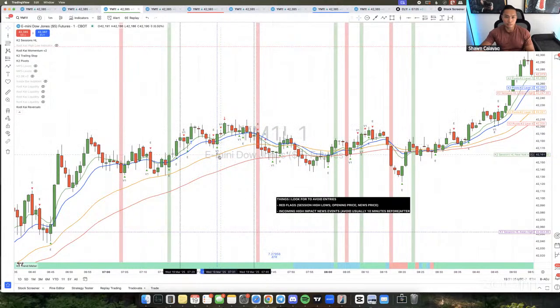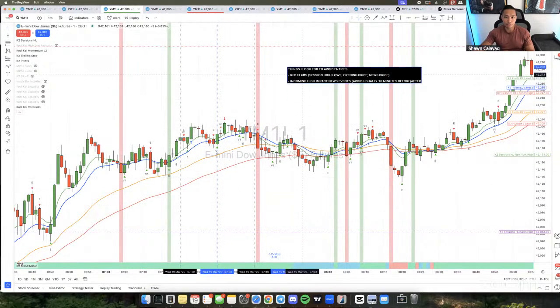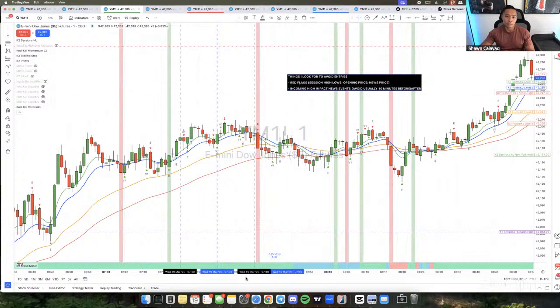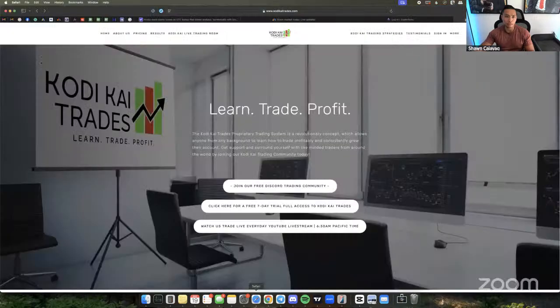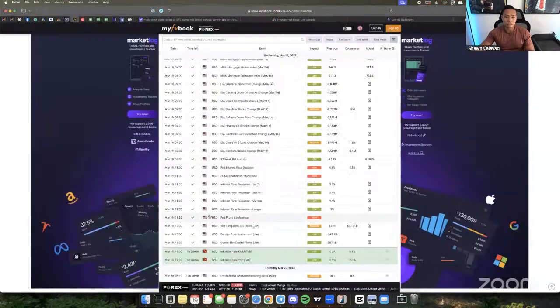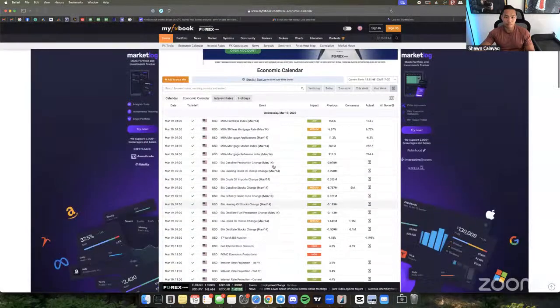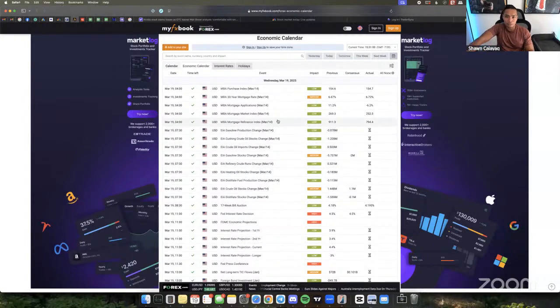Because this was a low impact news event, I didn't care about it as much. I was okay with taking the trade. But if it was something like CPI data or anything that's a red folder, basically like the news for today right here, it's pretty much low to medium. Gas stock change happens every Wednesday, so it's not like a big deal.